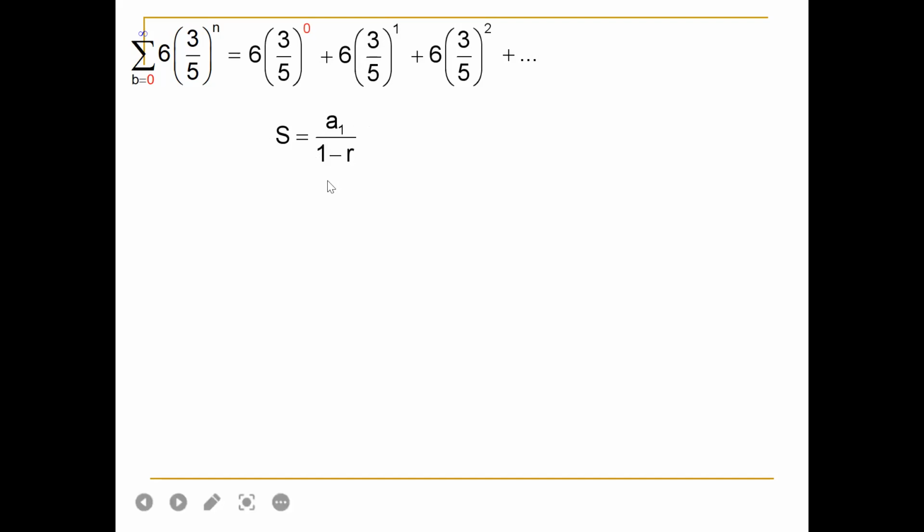So we are going to use this formula for infinite geometric series. By simplifying, the first term is 6, because 3/5 raised to 0 is 1, times 6. So the first term is 6 over 1 minus our r, which is 3/5. When we simplify it, class, the sum is 15.